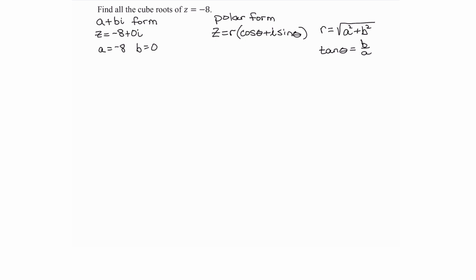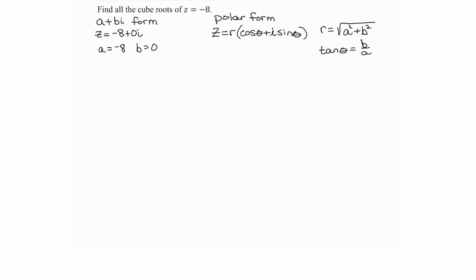In order to find the cube roots of negative 8 and get all of them, we want to transition it to polar form. And remember, polar form is z is equal to r times a quantity cosine theta plus i sine theta, where r is the modulus found by the square root of a squared plus b squared, and the tangent of theta is b over a, but also meets the requirement that it puts that complex number in the correct placement on the complex plane.